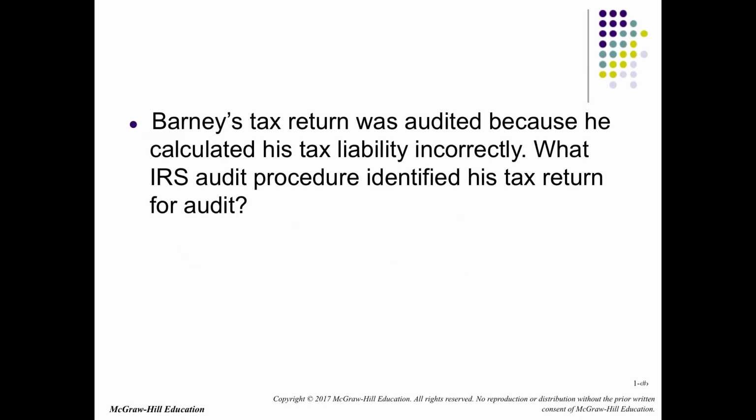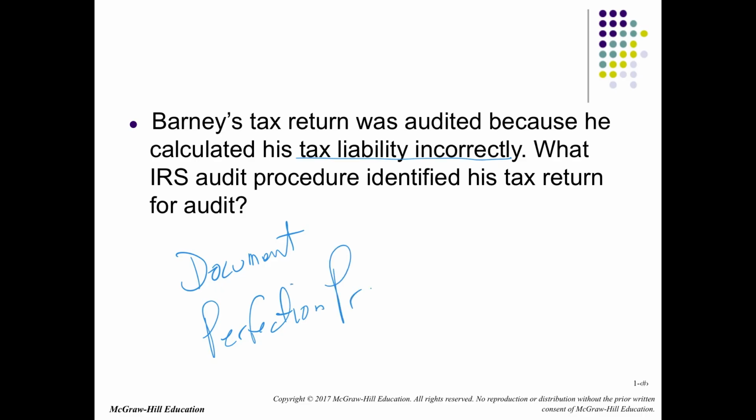Now we have Barney. Barney's tax return was audited because he calculated his tax liability incorrectly. So he made a simple arithmetic error. What IRS procedure identified his tax return for audit? So this is called the document perfection program.